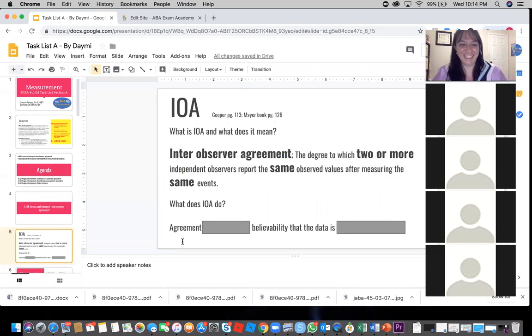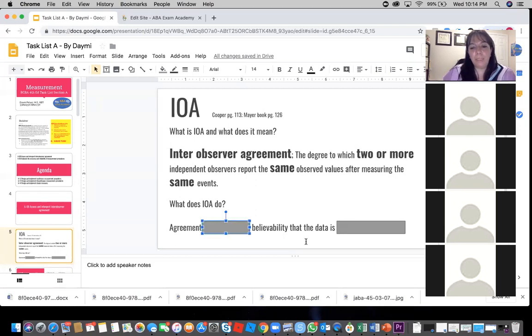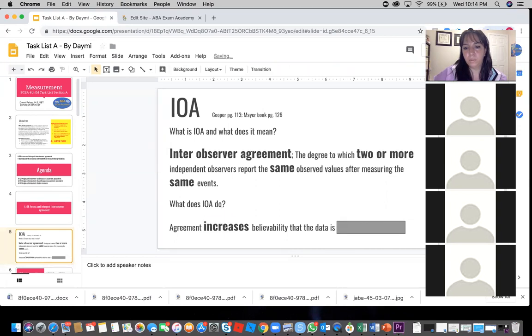So let's see if you guys get it. All right. What does IOA do? Agreement, blank, believability that the data is blank. The last one will probably be reliable. Agreement increases believability that the data is accurate. Data is trustworthy. I think I heard someone say increases. Yes. And the data is trustworthy. Very good. Okay, so what does IOA do? It's an agreement that increases the believability that the data is trustworthy. Very good.